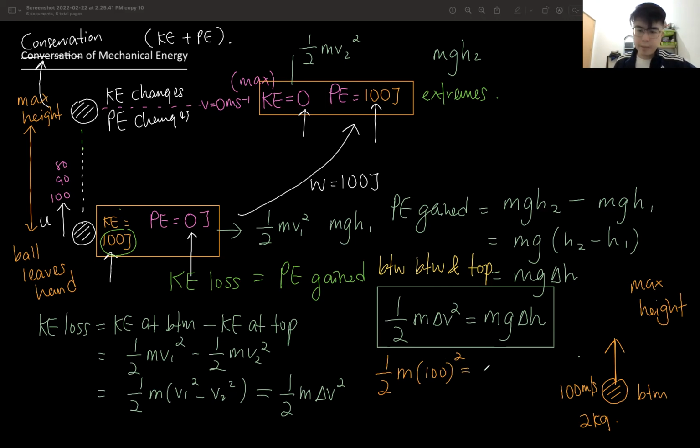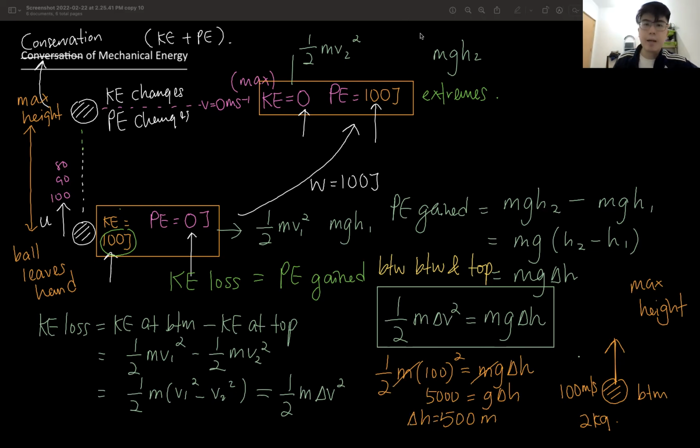Okay, then this one, mg change h. The m I can just cross out, it doesn't matter. If sometimes the mass is not given, you just cross out the m. Okay, so this one, 100 square and 0.5, 5,000. 5,000 equals g change of h divided by 10, 500 meter. That is the change in h.